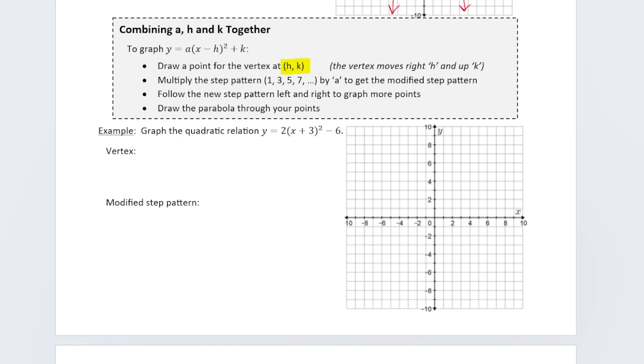And then we do the step pattern. We focus on a. So we do h and k first to move the vertex, and then we do a to get our step pattern. So even though there's a lot of pieces here, it's actually just a very, very simple process every time. First, grab the vertex, which is h and k. Just make sure you change the sign on your h because it's x minus h. Then we multiply the step pattern by a to get our new step pattern, and then we use that to graph, and we're done. So let's try one.